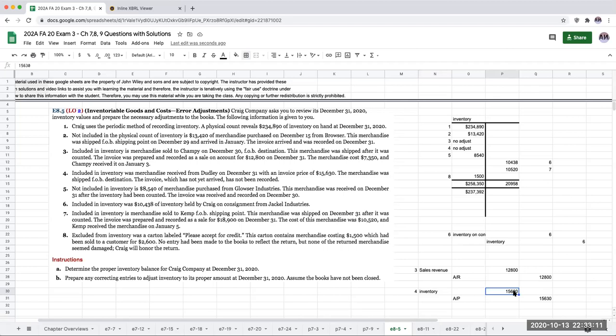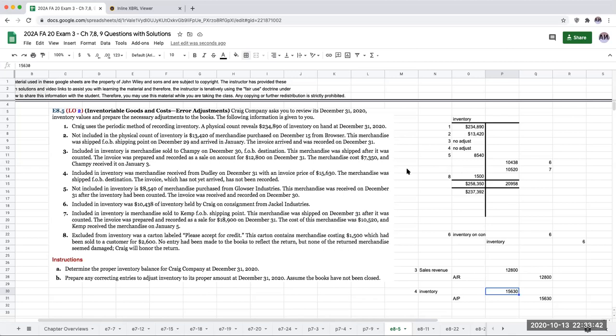Okay. So let's take a look at number 5. Included in inventory was merchandise received. Okay, so we've done number 4. Not included was 8,540. The merchandise was received on December 31st. This was recorded on December 30th, so we're good there. Transaction 6 was on consignment from Jackal Industries. So I'm just removing this.